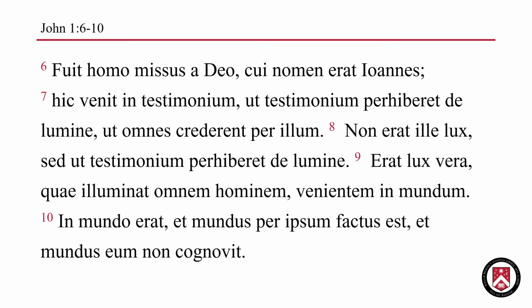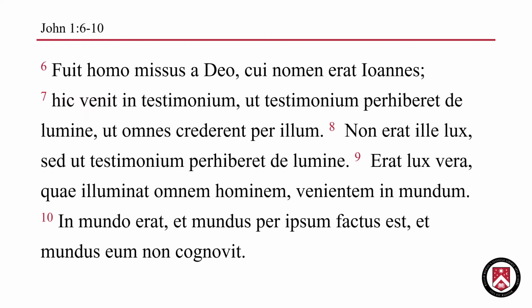In verse 7 we read, Hic venit in testimonium, ut testimonium perhiberet de lumine, ut omnes crederent per illum. The verse starts with the pronoun hic, which is another form of the pronoun hoc that we saw in lesson 1. Hic is masculine and means this. It refers back to homo. So there was a man sent from God. Verse 7, this man, we're not going to add man in our translation, but it's understood that hic, this, refers back to the man in verse 6.